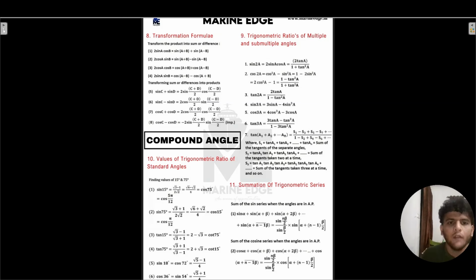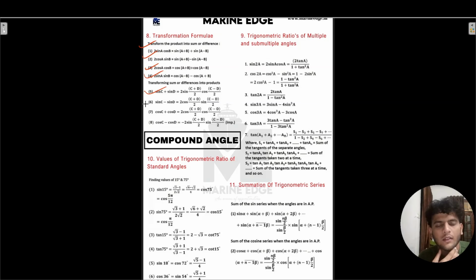2 sin A multiplied with cos B, and you are now resolving it into the sum or difference. So it is actually sin(A+B) + sin(A-B) = 2 cos A sin B, sin(A+B) - sin(A-B) = 2 cos A cos B, cos(A+B) + cos(A-B) = 2 cos A cos B, 2 sin A sin B = cos(A-B) - cos(A+B). Okay, so this is how you can actually understand the transformation formula.